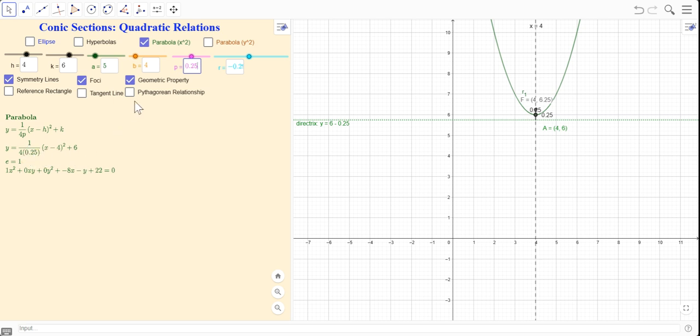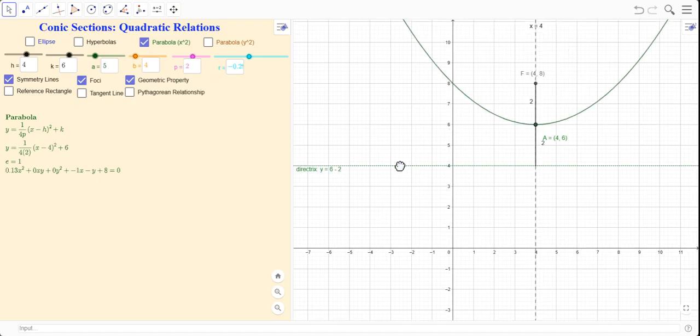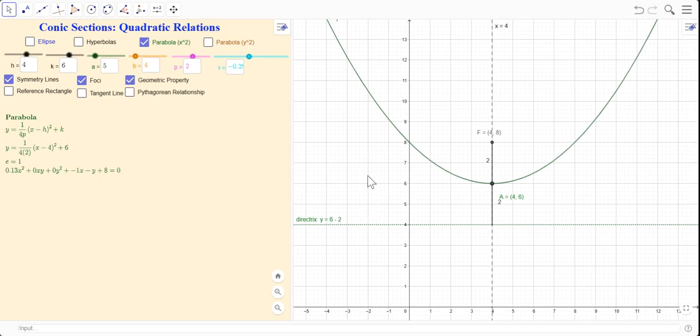In this case, it's been shifted as well, translated. So there the focus is 2, p is 2. So there we can see that distance. Now there is a nice geometric property here.